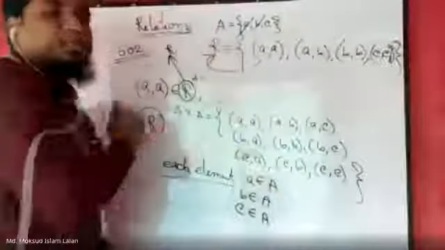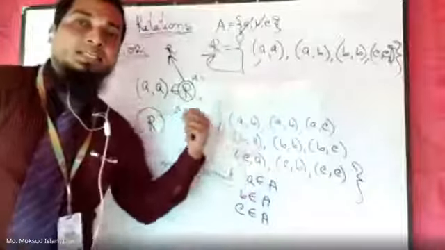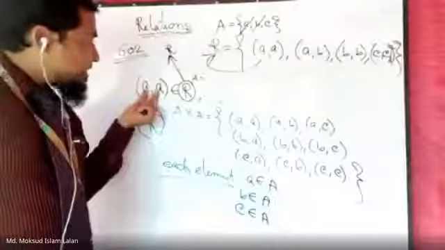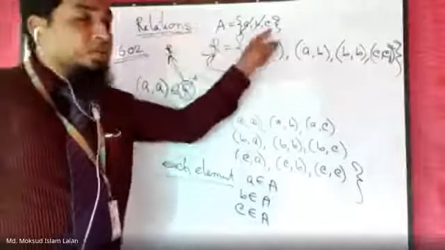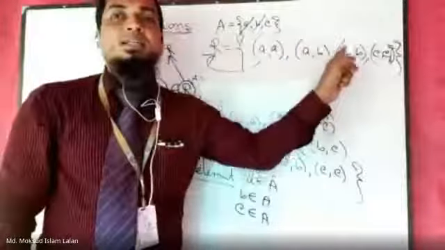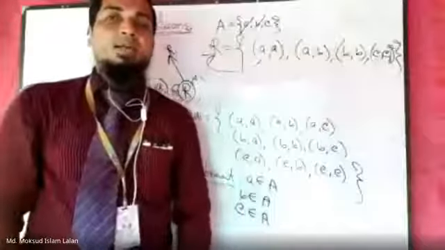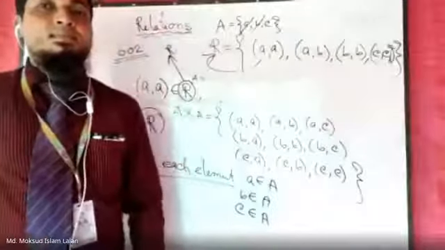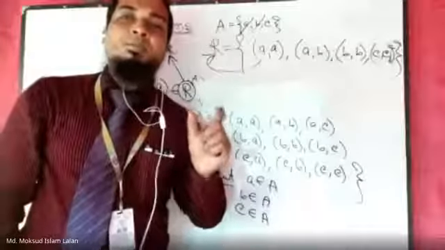then you can say yes, it is reflexive, right? Because for each element a, this pair belongs in R. I mean, there are three elements, and these three pairs, each element with itself, make it reflexive. You can say yes, this is reflexive. This is the minimum condition.